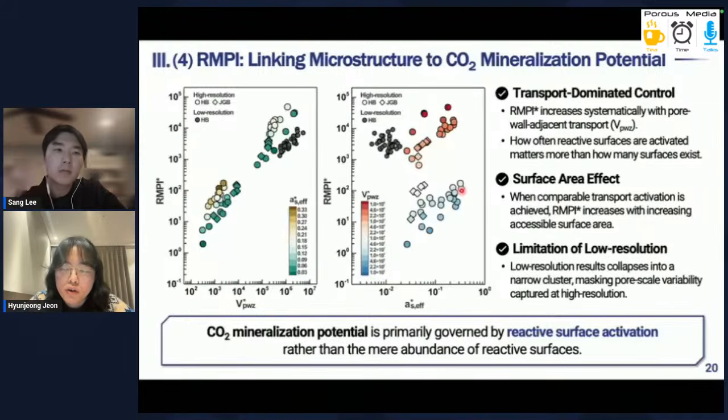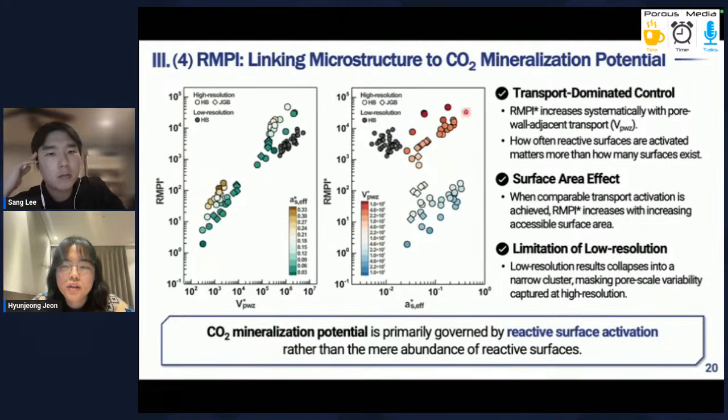Now, let's see the result of our RMPI calculations. In these plots, we have the normalized RMPI on the y-axis plotted against its two primary physical components on the x-axis. As you can clearly see in the left plot, RMPI is primarily governed by V, the activation, and this suggests that mineralization potential is determined not just by the mere abundance of surfaces, but by how effectively those surfaces are activated. In contrast, as shown in the right plot, the accessible surface area does not exhibit a single distinct correlation with RMPI. However, it is important to note that when comparable transport activation is achieved, RMPI increases systematically with increasing surface area. This indicates that the capacity, accessible surface area, can act as a secondary but significant control.